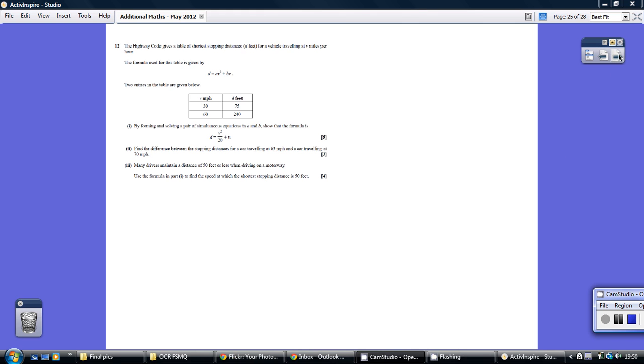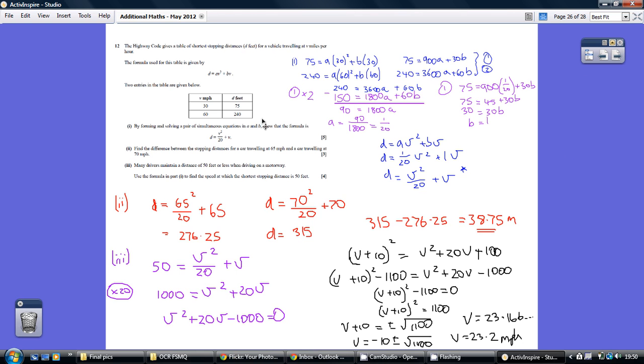Question 12. So for part 1 we've been asked to show this. So we're basically going to create our own simultaneous equations.